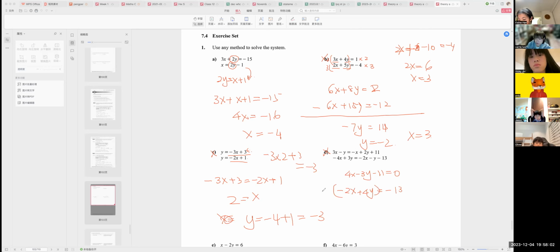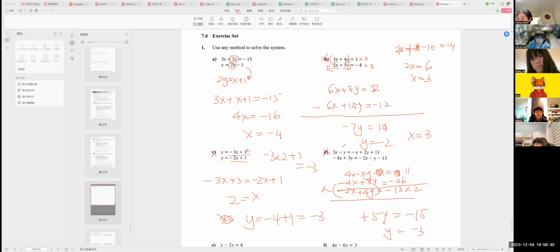Obviously, I'm going to times 2 for this equation. So it equals negative 4x plus 8y equals negative 26. Okay, so I'm going to use that one minus that one. So it's positive 5y equals negative 15. So y equals negative 3.